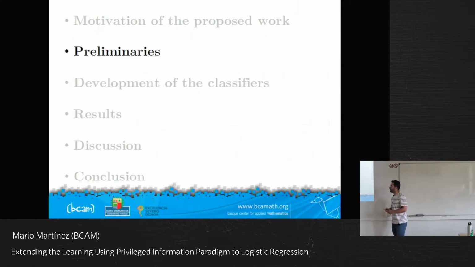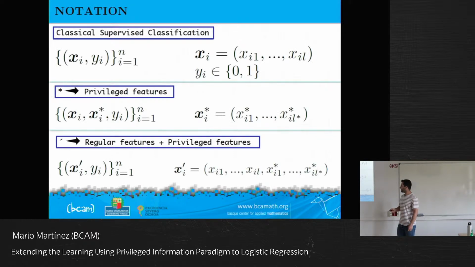So we move to the preliminaries. I'm going to say some things that are important for the following slides. First of all, the notation. For a classical supervised classification, we have a set of data with n instances. Here, xi means the different values of the regular features that we have, and yi is our binary output. When we denote the privileged features, we use an asterisk.